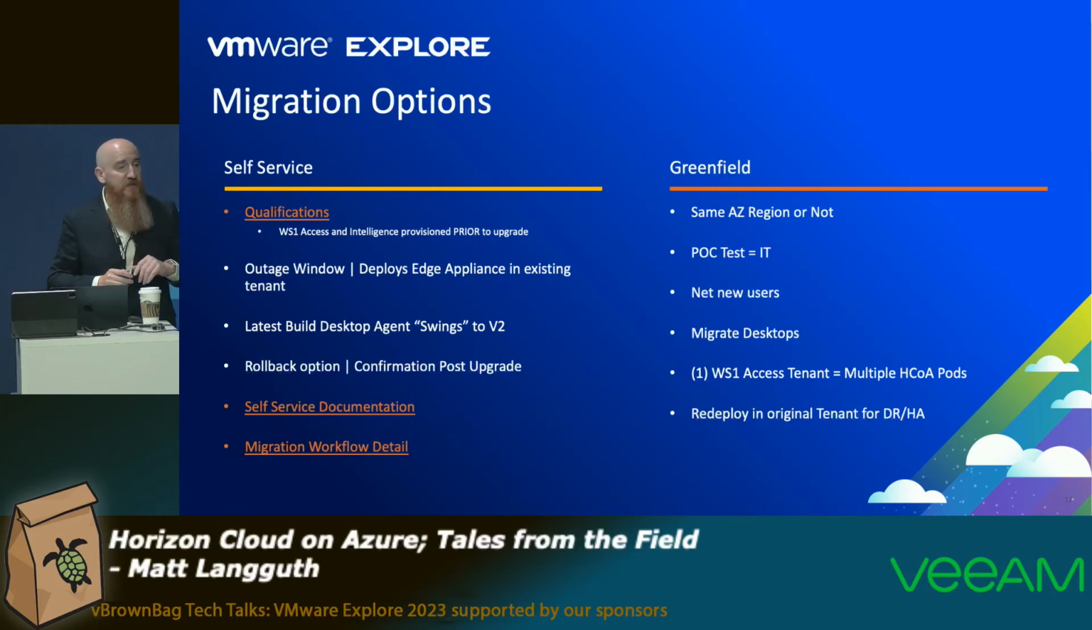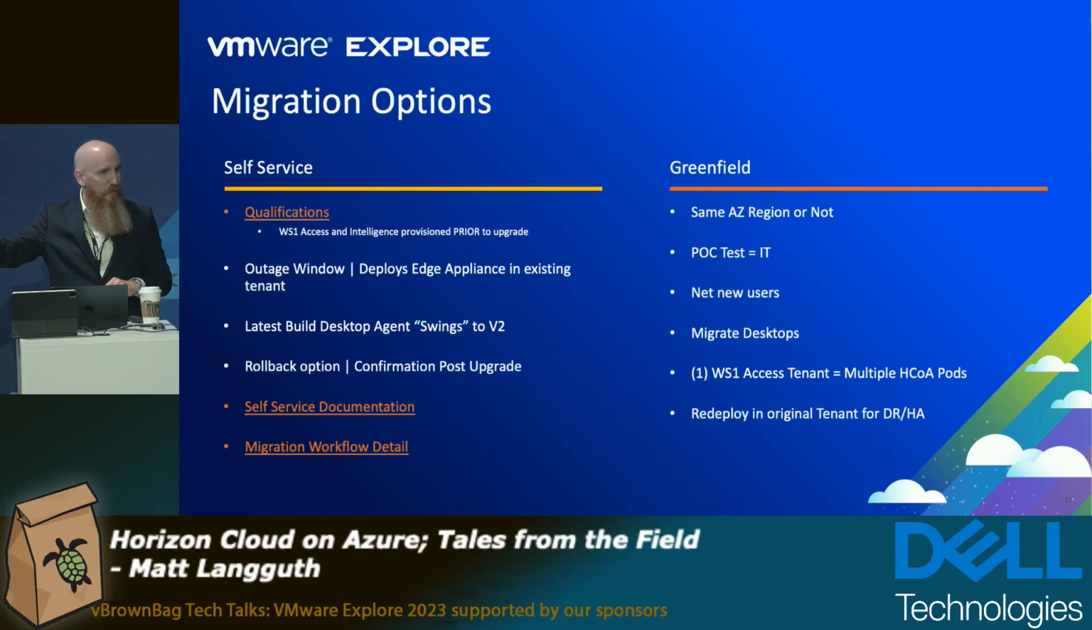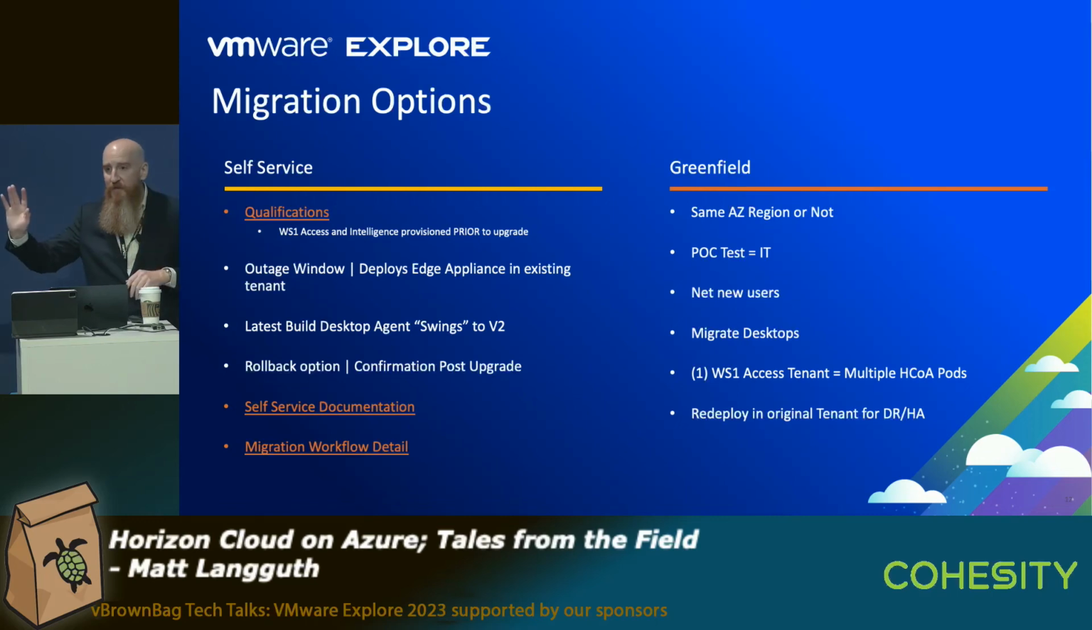You can also do this as a greenfield deployment. So if you have an existing V1, you can spin up a new Azure tenant with V2, and you can point them to the same Workspace ONE Access instance, so you can have a user that's entitled to a version 1 desktop and a version 2 desktop with the same Workspace ONE Access instance. So that can give you some migration options there.